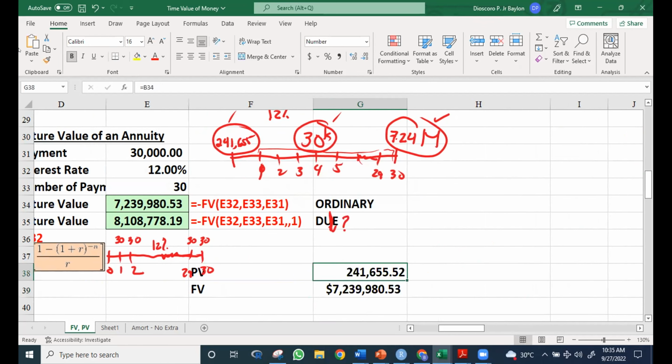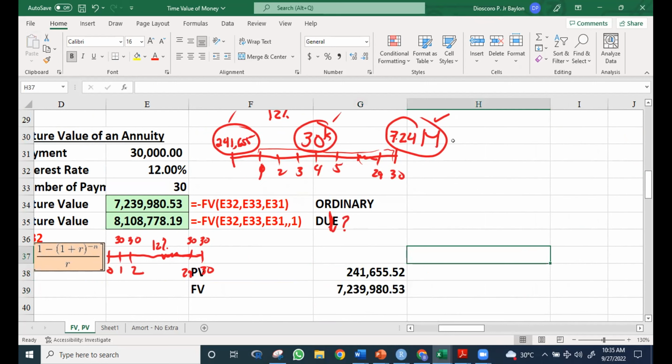So you can see here that we were able to compute for the future value using the present value of 241,655. And you can also compute for the present value using 724. Okay, so I just wanted to illustrate to you that these three are equivalent cash flows.